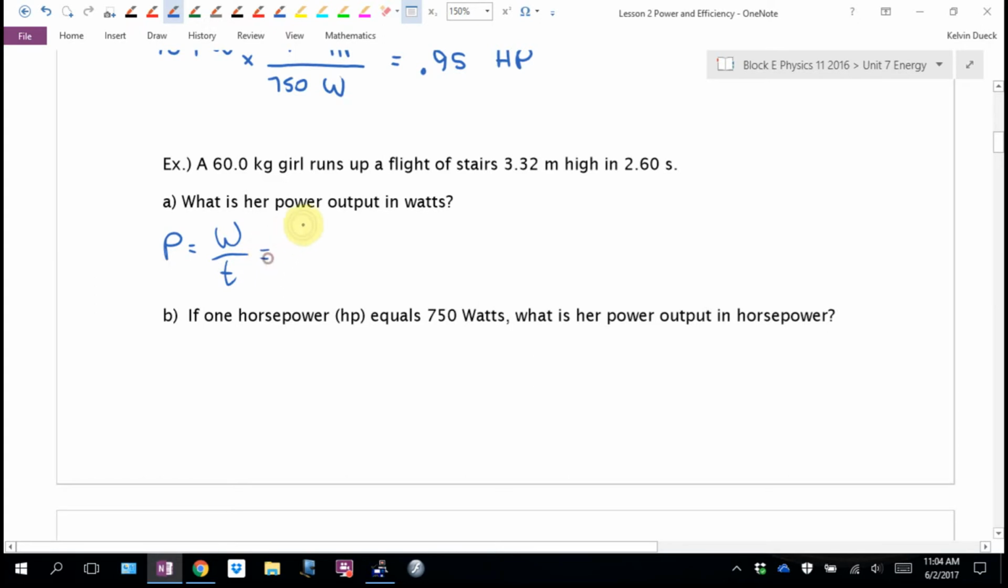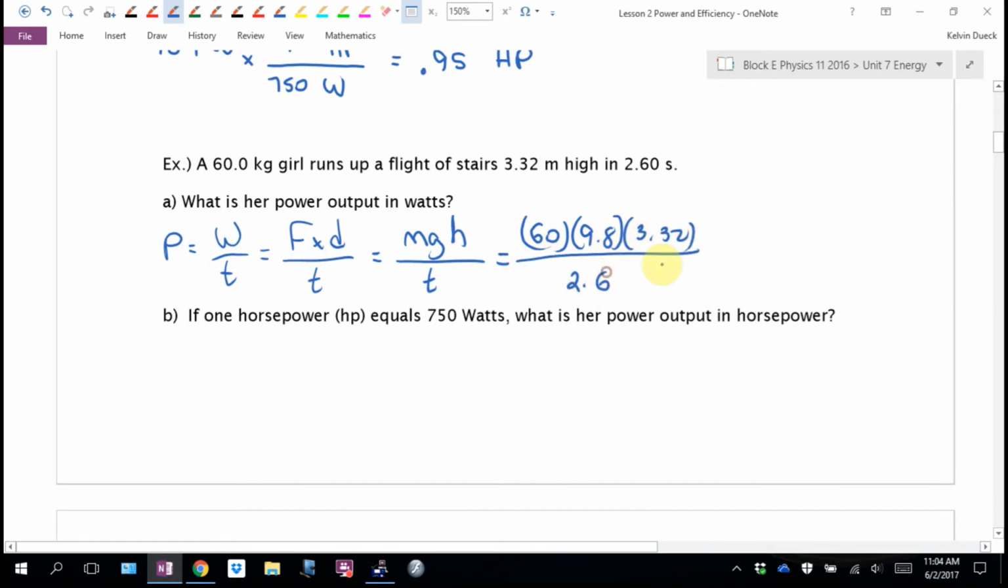And work is force times distance over time. When you climb stairs, which force are you doing work against? In fact, I think this is the same mathematically as lifting an object. It's going to be mgh over time. 60 times 9.8 times 3.32 divided by 2.6. How many watts of power is this girl generating?